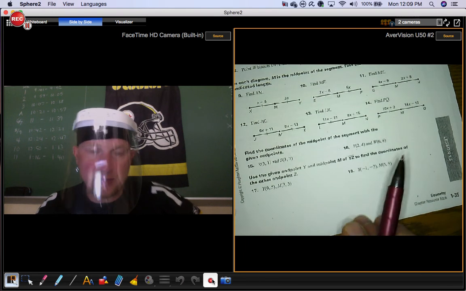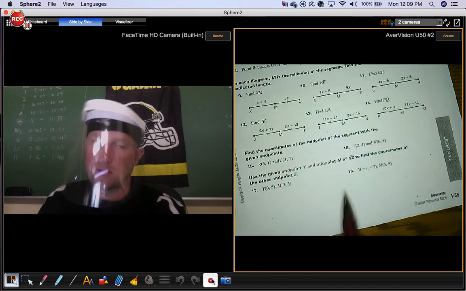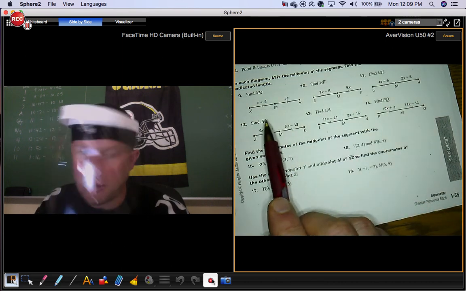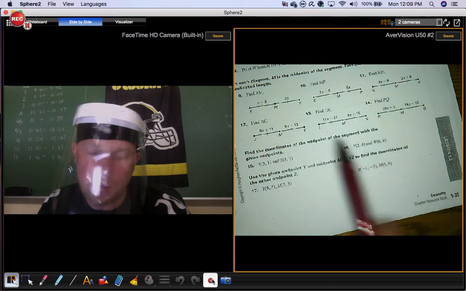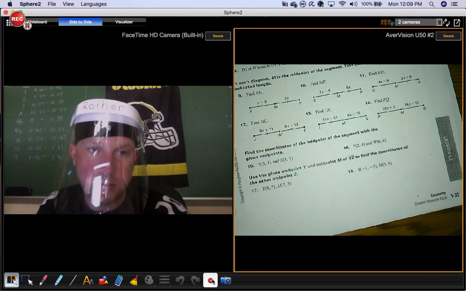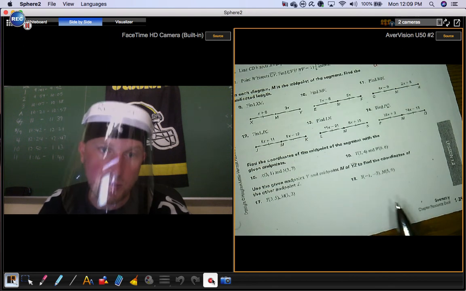Okay, now we're going back to diagrams. In each diagram, they tell you that M is the midpoint. So immediately that makes this problem easy because now you know that these two little segments have the same length in all of the problems. So that's important info, and if you're not aware of that, then this problem's going to look really difficult.